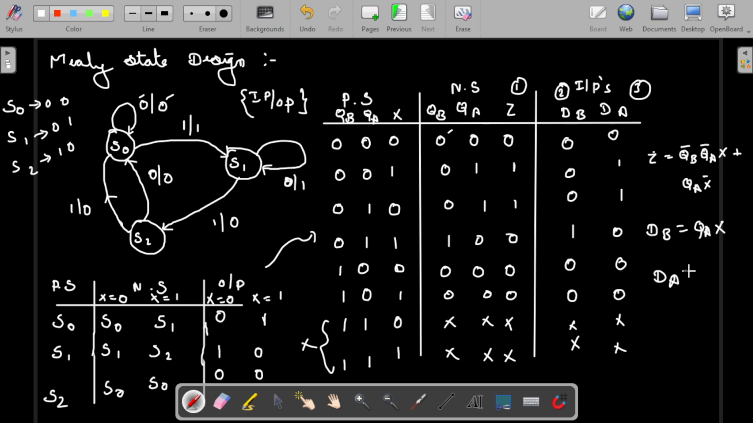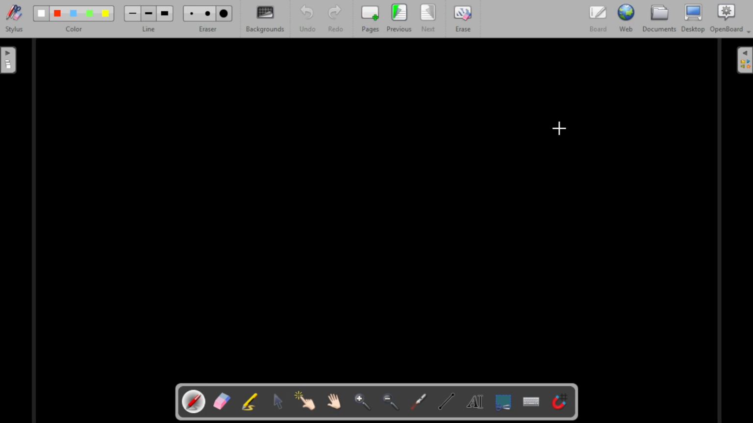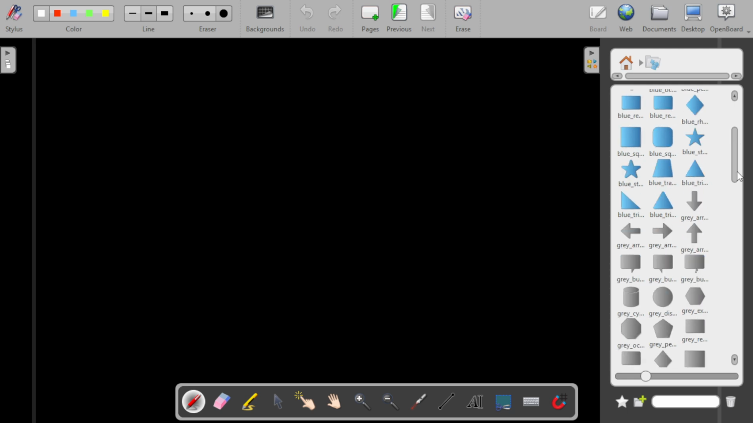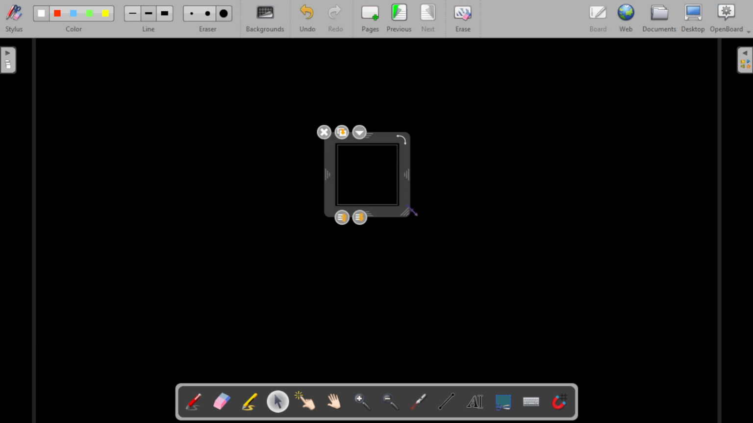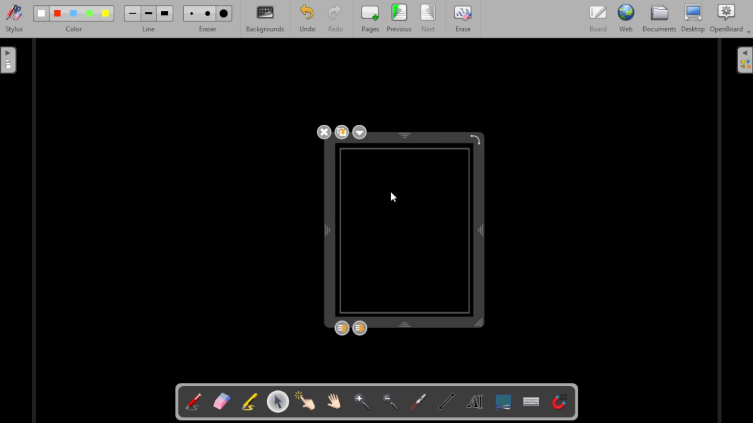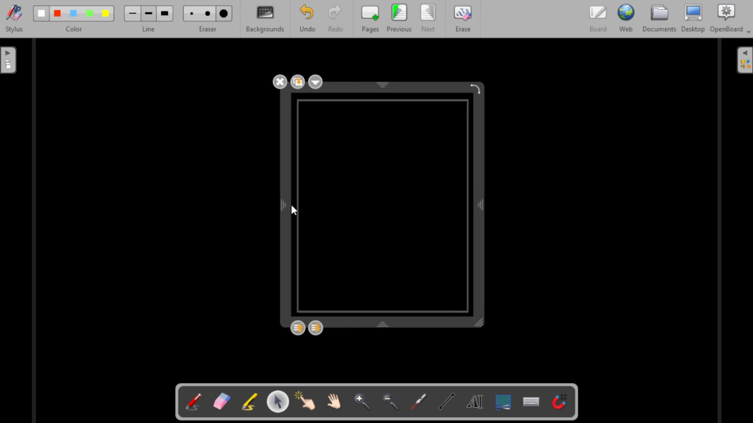So dA will be equal to qb bar qa bar plus qa z bar. Okay, so these are the equations for z and everything. From here we are going to design our Mealy system. So let us take a fresh diagram. In order to represent the circuit, we have found all the equations, so from there we are just going to build our system in this black box.